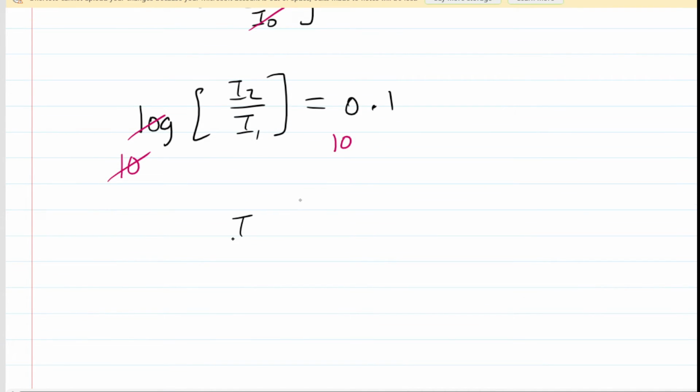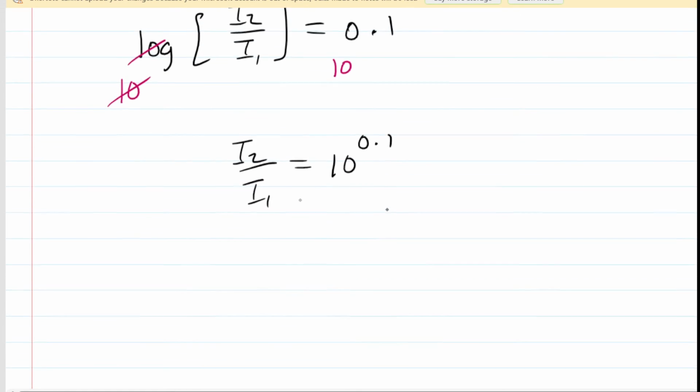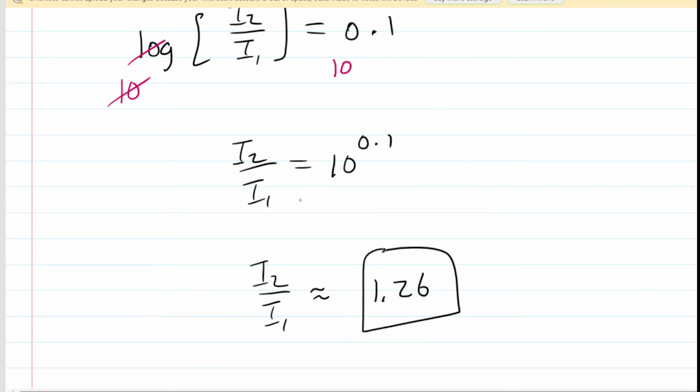We are left with I2 over I1 is equal to 10 to the power of 0.1. You can certainly enter that into your calculator. And when you do so, you get the ratio of I2 to I1 approximately equaling 1.26. So this indeed is the correct answer to the question.